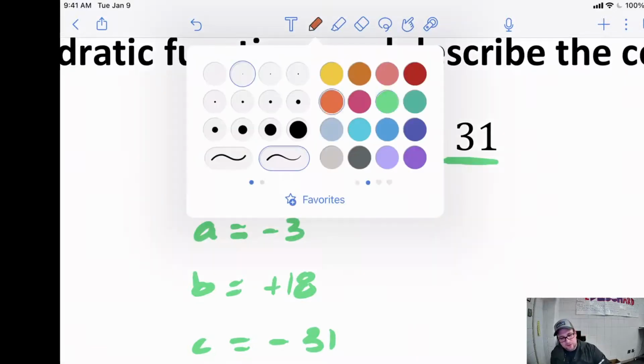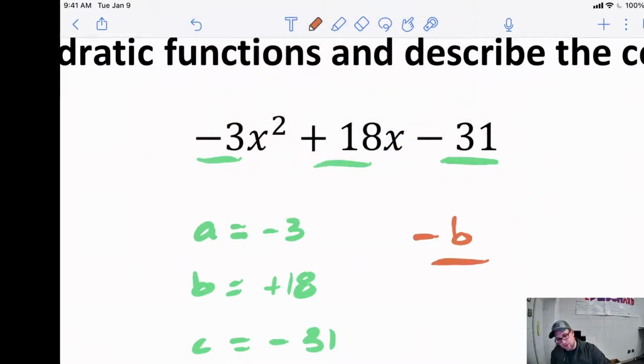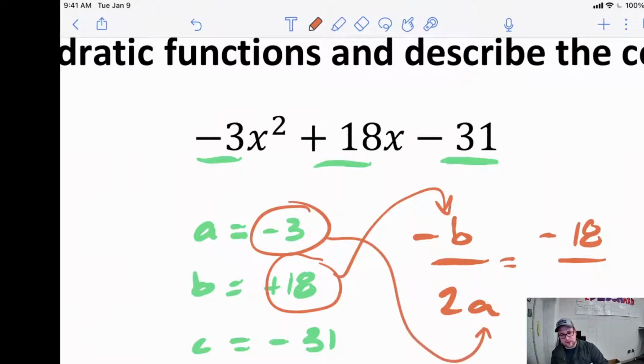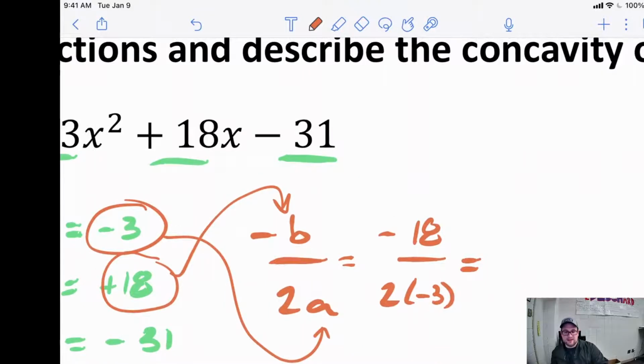Coming on over, negative b over 2a. Take your b value, it's a positive 18. When I plug it in, it's going to become a negative 18. Take our a value, it's negative 3. It's going to go right there. So 2 times negative 3. 2 times negative 3 is negative 6.